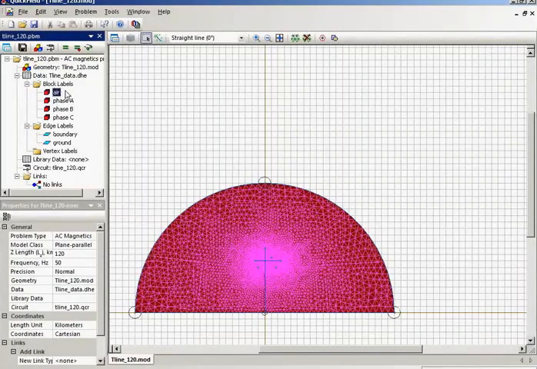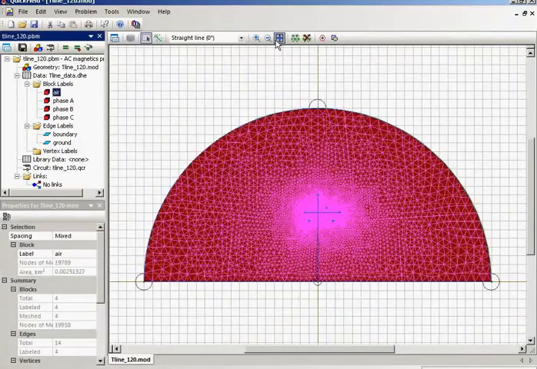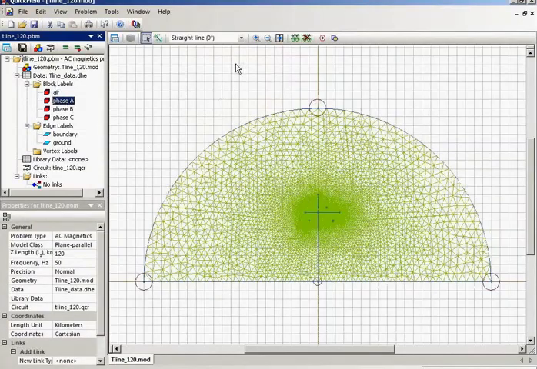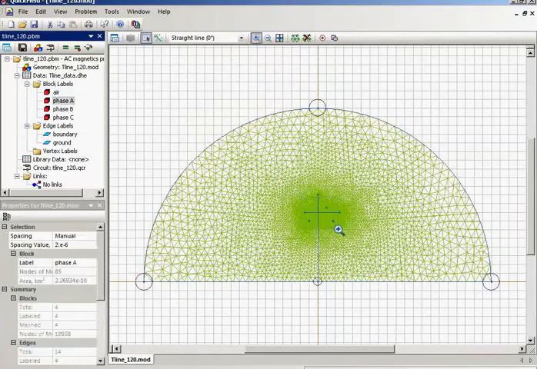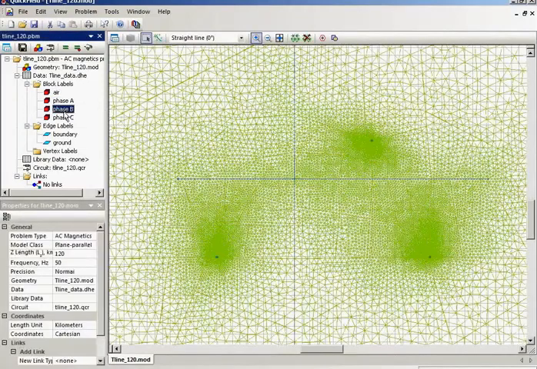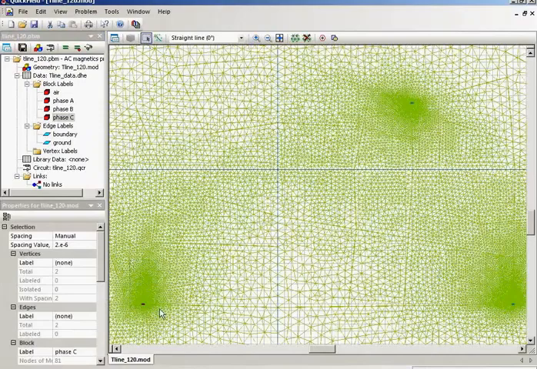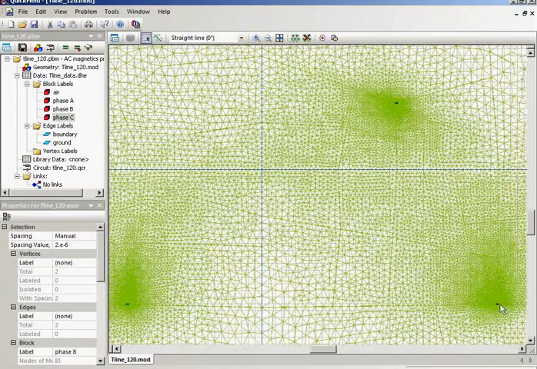There is the air block, and for the air block I specify the magnetic permeability of 1. And there are 3 phase conductors, A, B, and C. A on the top, B on the right, C on the left.